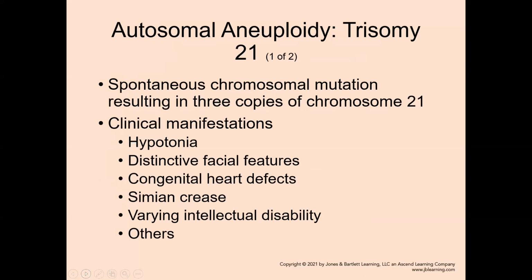And now we're going to talk about Down syndrome, which is trisomy 21. This is a spontaneous chromosome mutation where there are 3 copies of chromosome 21. These patients often have hypotonia, distinctive facial features, heart defects, varying intellectual disabilities. They often have a delay in puberty. They can be impulsive and have developmental delays.